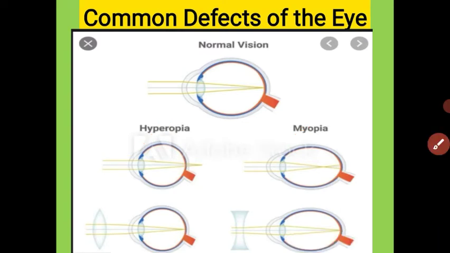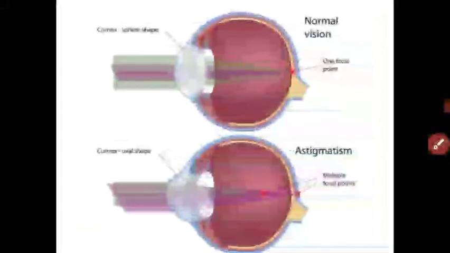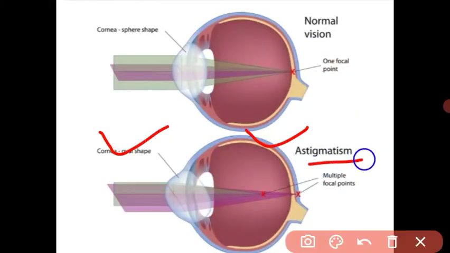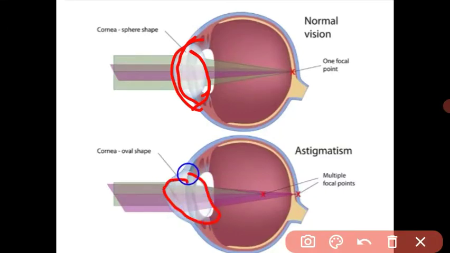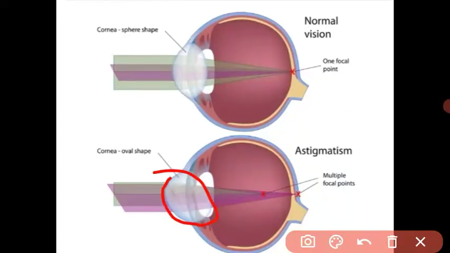Understood, students? The next eye defect is astigmatism. What happens in this condition? See, this is the normal vision, the normal lens, the normal parts of the eye. What happens in this condition is uneven curvature of the cornea. See, this is the cornea, a transparent plate present over the iris, pupil, and lens. This cornea is uneven, meaning the curvature of the cornea is oval shaped.